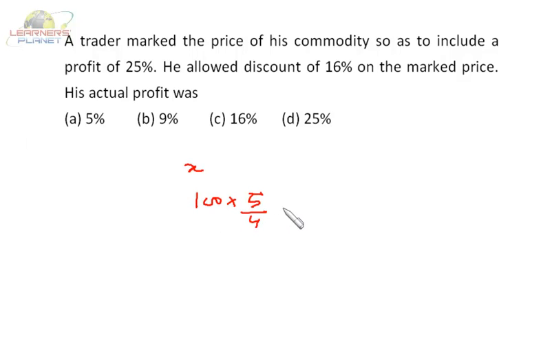Now he's giving a discount of 16%. So what is the price after discount? It is 84% of this. So the final price is 105 rupees. His cost price was rupees 100 and now he is getting 105 as the selling price. So his actual profit is 5 rupees, or we can say 5%. I hope you are clear.